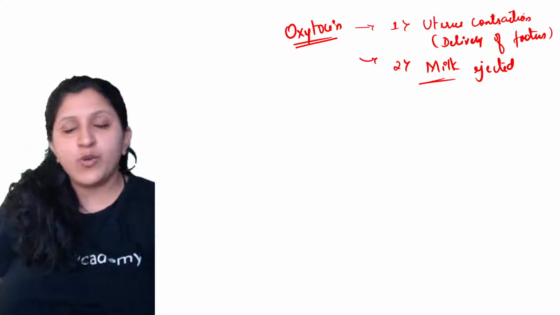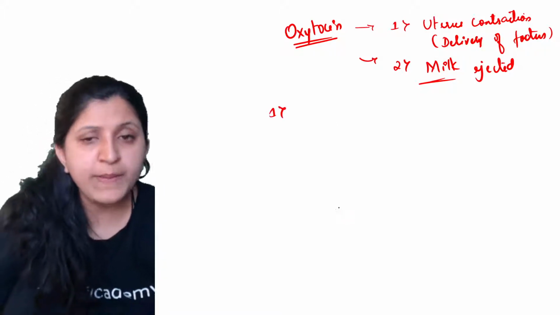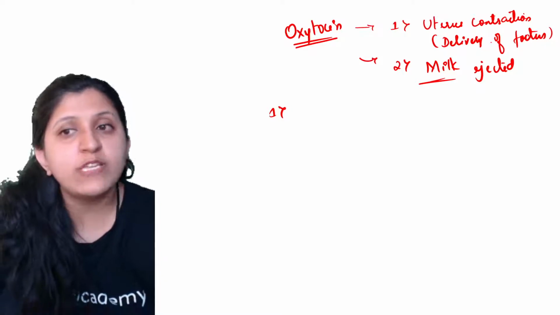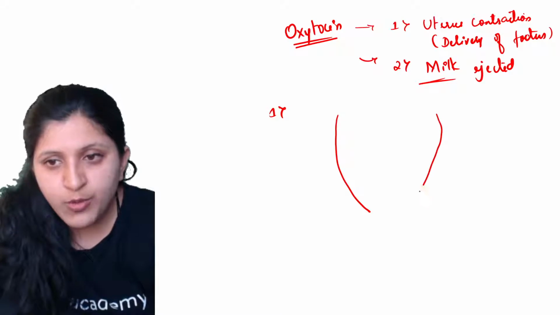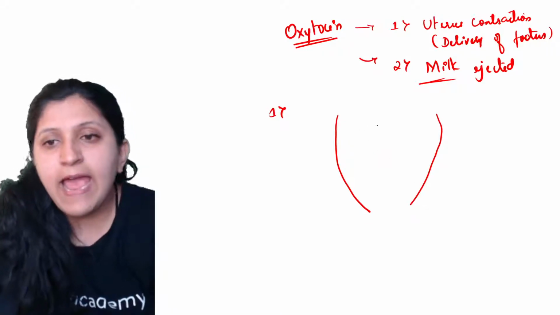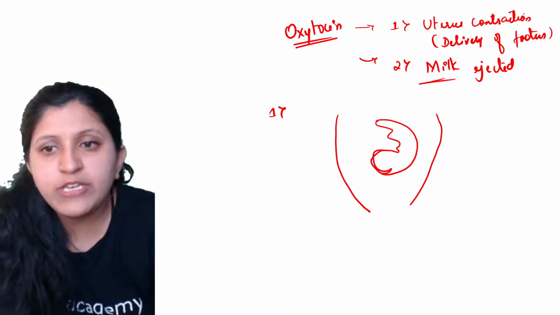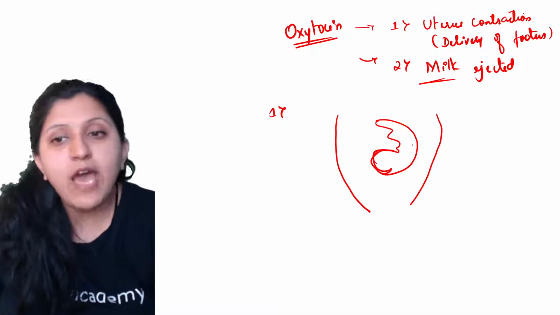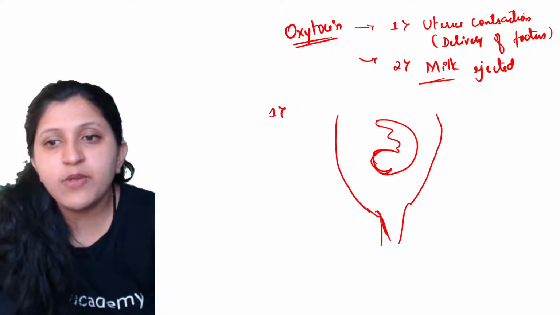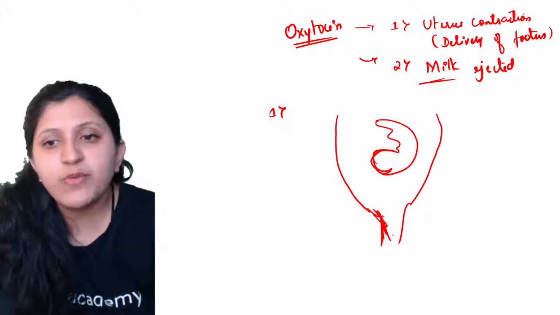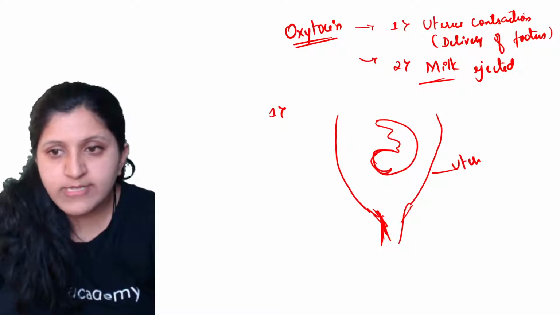How exactly is it going to perform the activity? Let's have a look at the first function: oxytocin, uterus contraction. You know that this is a uterus. Here is the uterus of a mother, and inside the mother's womb there is a fetus, which is growing. Now this fetus is ready for delivery. This is the cervix, and the vagina is there. This one is the uterus, so I'll just label it.